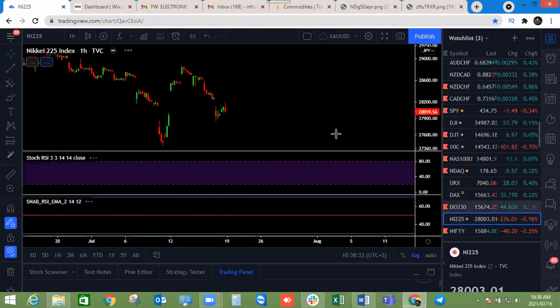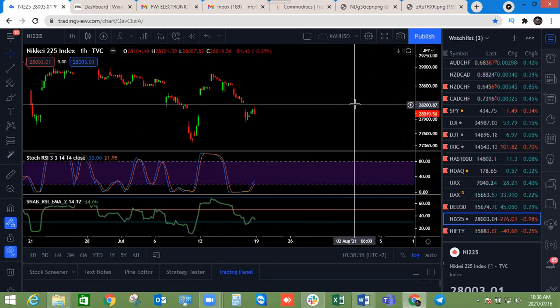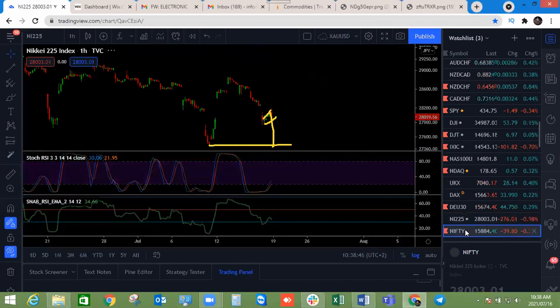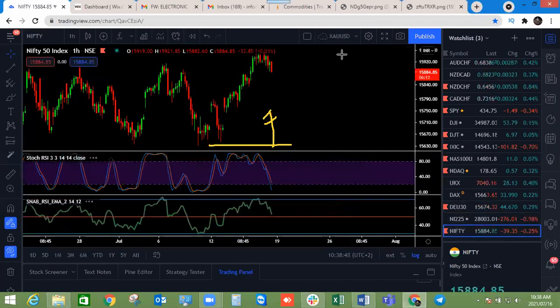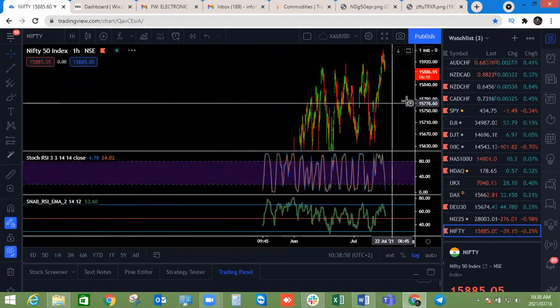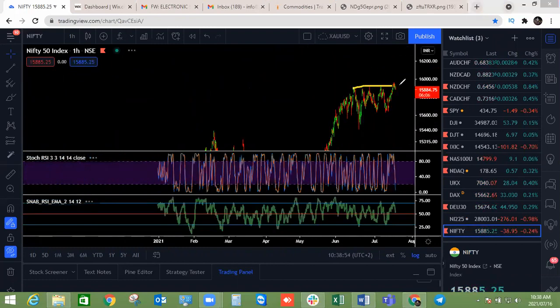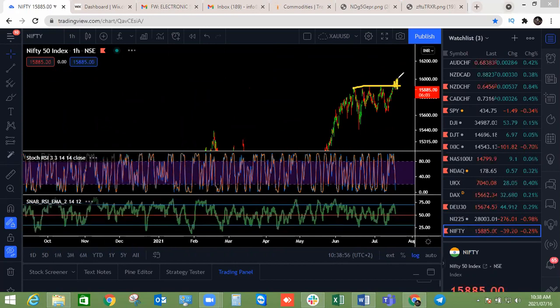And the Nikkei. The move to the downside on the Nikkei is not done, so we're going to see this one continue to the downside, at least back to around 27,360 on the Nikkei. And the Nifty. Nifty broke out of this structure here yesterday. And we expect this, if we get a corrective structure here, that is the continuation to the upside.